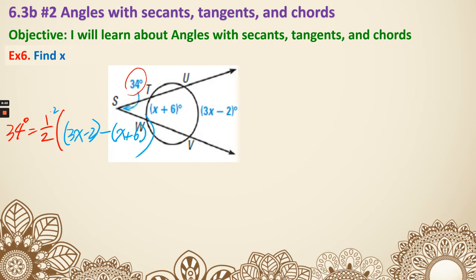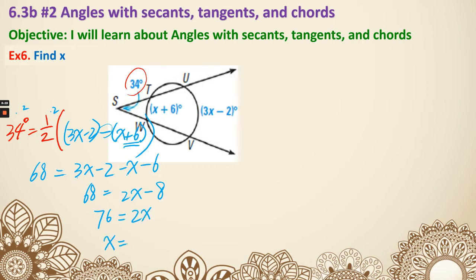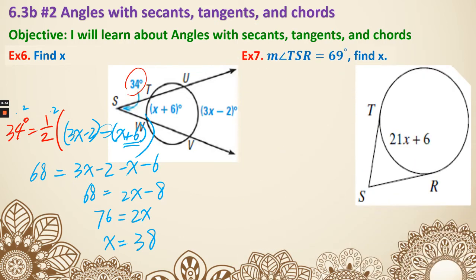So next, multiply both sides by 2. That means my 68 is going to be on the left side. Right side, I'm going to open the parentheses, 3x minus 2 minus x. That negative sign is also going to be given to the positive 6, so minus 6. Next, I can combine like terms on the right side. 3x minus x is 2x. Negative 2, negative 6 is negative 8. Add 8 on both sides. 76 equals 2x. So x is going to be 38. That's example 6. Next, example 7.